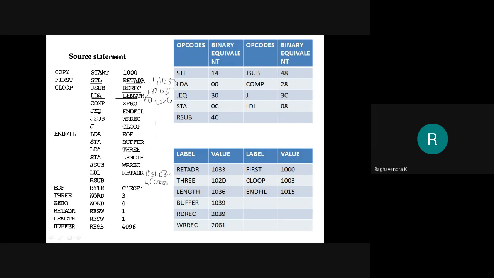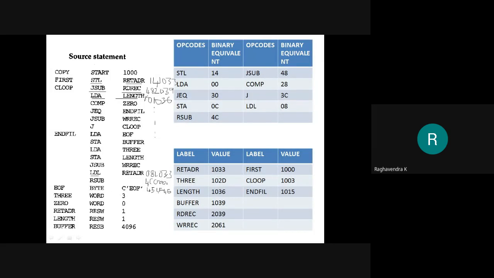Next, for assembler directives: EOF BYTE C'EOF'. So the EOF value, I think it is 454F46. I'm writing the hexadecimal equivalent of the characters E, O, and F. You need not remember this, but I'm just writing the machine equivalent of the characters E, O, and F.